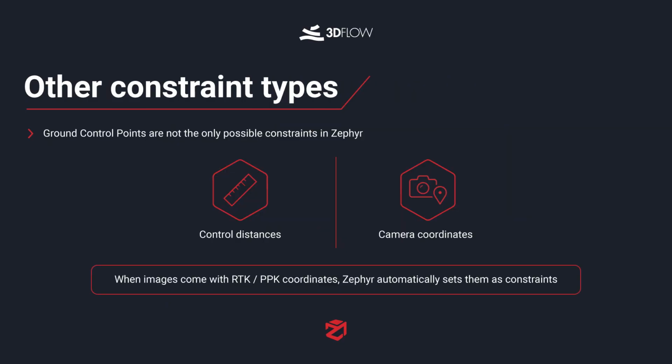It's worth pointing out that control distances can also be defined as constraints, and the same applies to camera geographic coordinates, as in the case of drone imagery, although it's preferable to set them as constraints when they come from RTK or PPK systems, since they are much more accurate than standard GPS coordinates. In fact, when you process images with RTK or PPK coordinates, Zephyr automatically sets those coordinates as constraints.